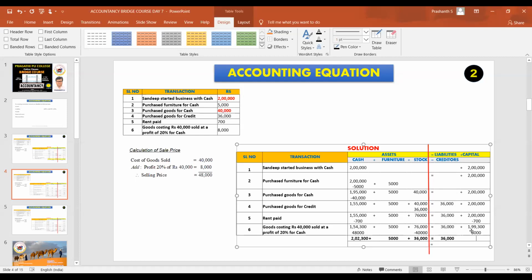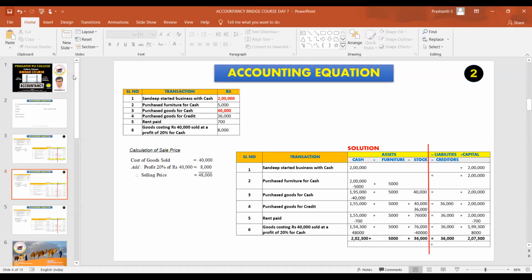And how much does it become? 1,99,300. 2,07,300. Excellent. Good. I am very proud of you. You are very fast and sharp. So 2,07,300. Okay. So now you add this. How much does it become?